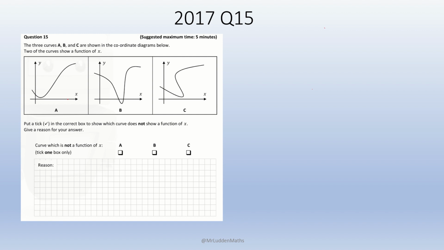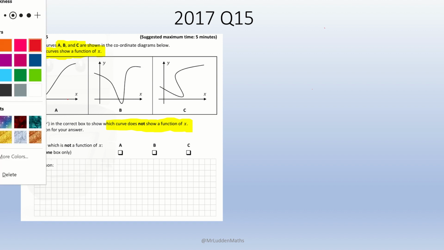It says 3 curves, A, B, and C, are shown below. 2 of the curves, just 2 of them, show a function of x. So you can nearly see where this question is going. They want you to show which curve does not show a function of x. So this is linking into our coordinate geometry, and I will do a video on that at some stage as well.